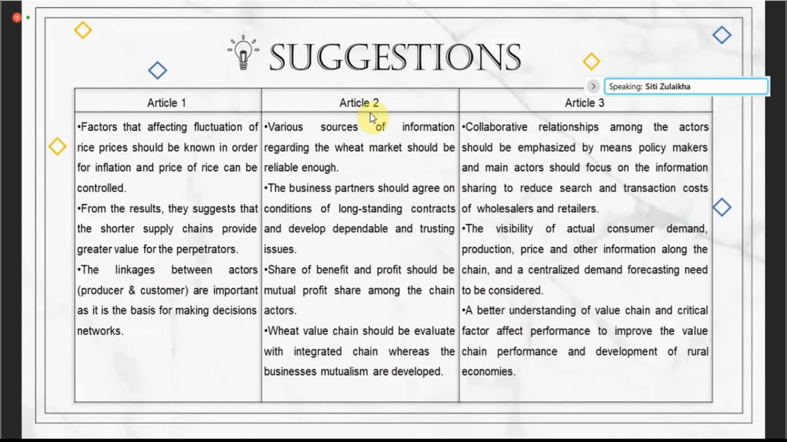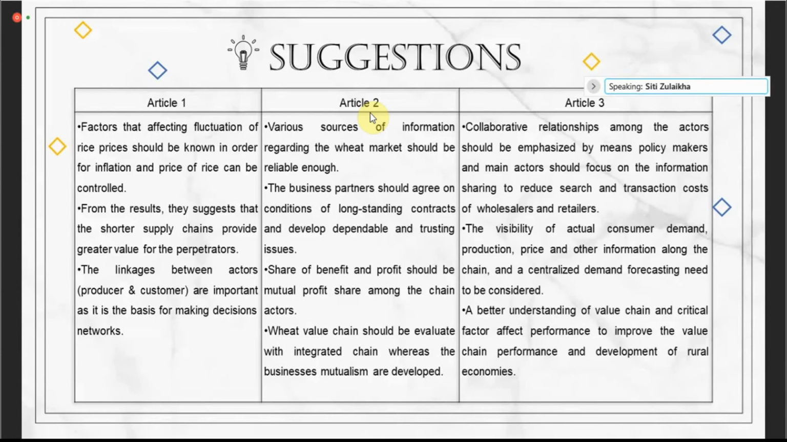For suggestions for Article 2, various sources of information regarding the wheat market should be reliable enough. Second, the business partners should agree on conditions of long-standing contracts and develop dependable and trusting relationships. Sharing of benefit and profit should be mutual among the chain actors. And last for Article 2, the wheat value chain should be evaluated with an integrated chain whereas business mutualism is developed.